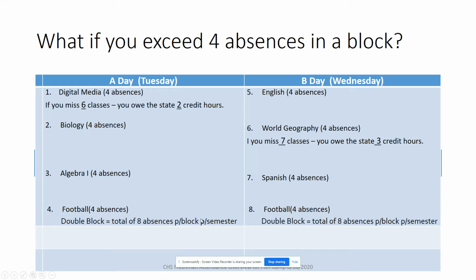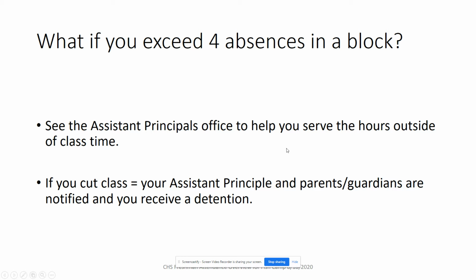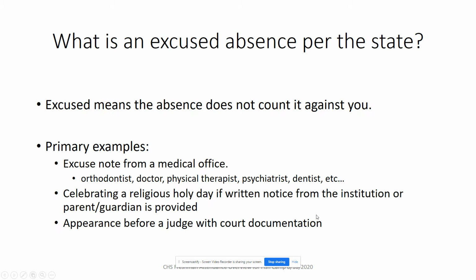Down here is just an example of a double block class, such as football or bells. It's 4 absences per block, and since they're on A and B days, you get a total of 8. And if you exceed them, please go to the assistant principal's office because they're going to facilitate how you serve those hours outside of your class time. And if you cut class, your assistant principal and parents or guardians are notified and you receive a detention.